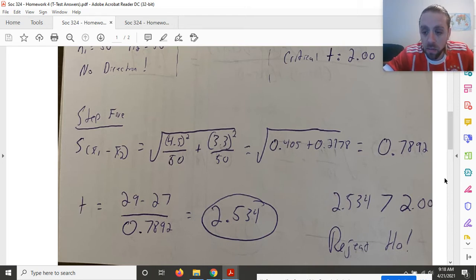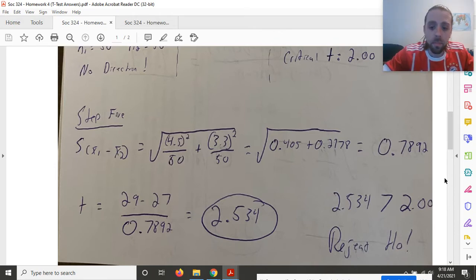It is. Therefore, I reject the null hypothesis with 95% confidence, and I conclude that there is a significant difference between age at first marriage between males and females in the United States. How do we do out there?